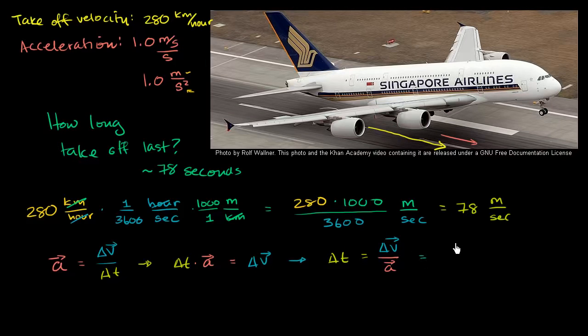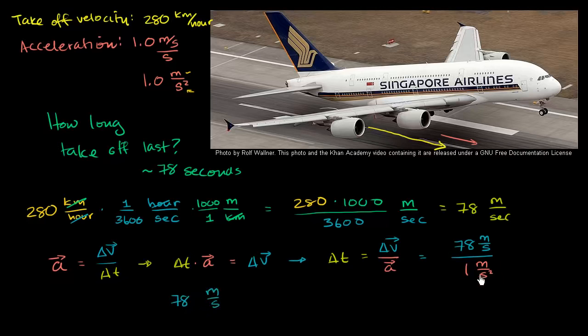So in our situation, 78 meters per second is our change in velocity. I'm taking the final velocity, 78 meters per second, and subtracting from that the initial velocity, which is 0 meters per second, and you just get this. Divided by the acceleration, 1 meter per second squared. So the numbers part is pretty easy. You have 78 divided by 1, which is just 78. And then the units, you have meters per second.